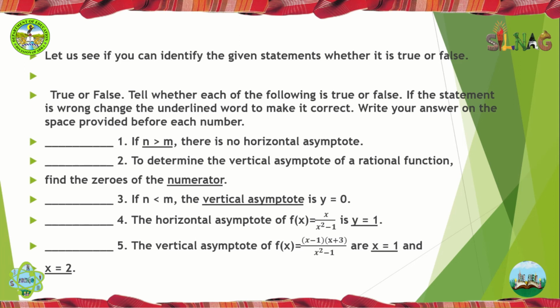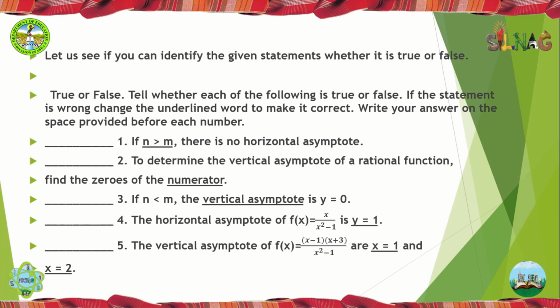Number 2. To determine the vertical asymptote of a rational function, find the zeros of the numerator. The underlined word is numerator. Number 3. If n is less than m, the vertical asymptote is y is equal to 0. The underlined words are vertical asymptote. Number 4. The horizontal asymptote of f of x is equal to x over x squared minus 1 is y is equal to 1. The underlined words are "y is equal to 1."